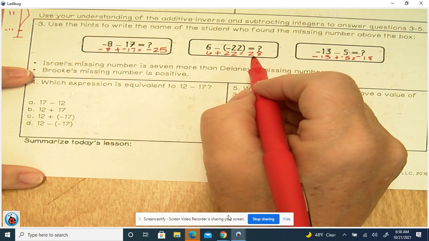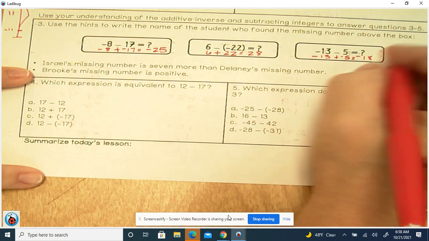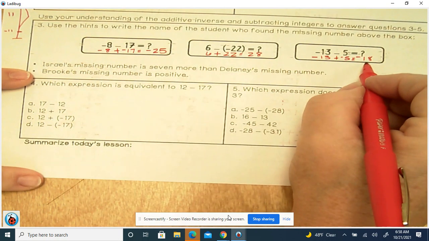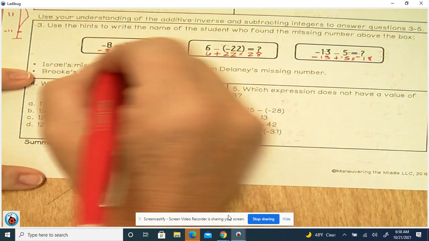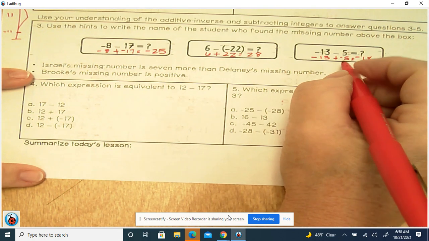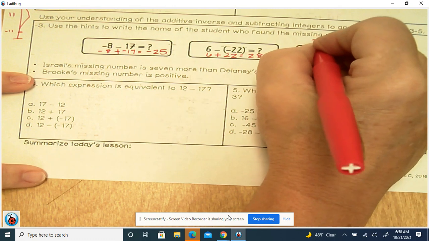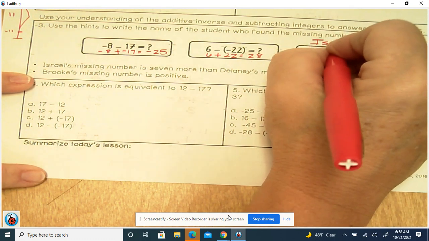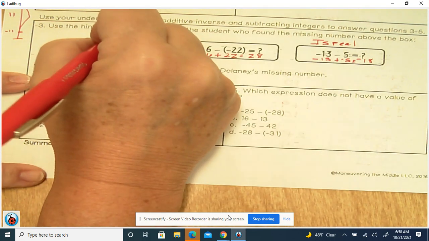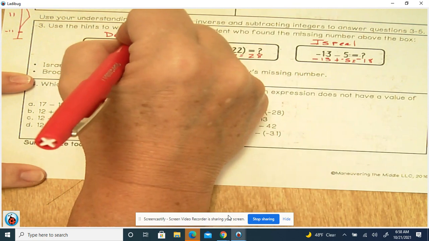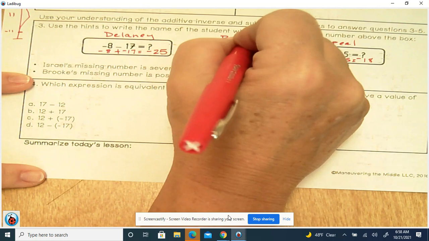Okay, I'm going to say this is Israel's because we're on the number line. 18 plus 7 would be 25. And you know, the smaller the negative number, the bigger it is. So I'm going to say this was Israel's right here. And then this is Delaney's. And Brooks' missing number is positive. And this makes this one Brooks.